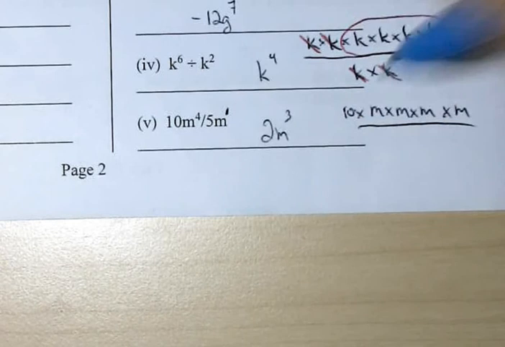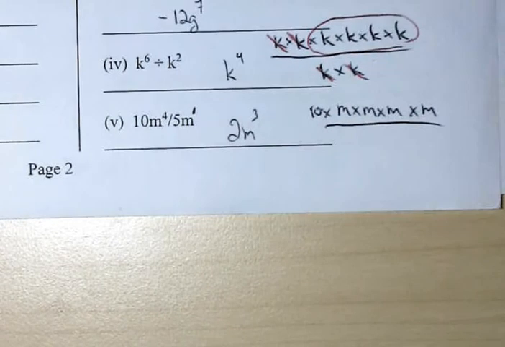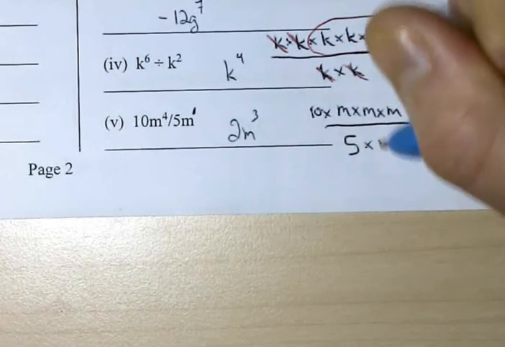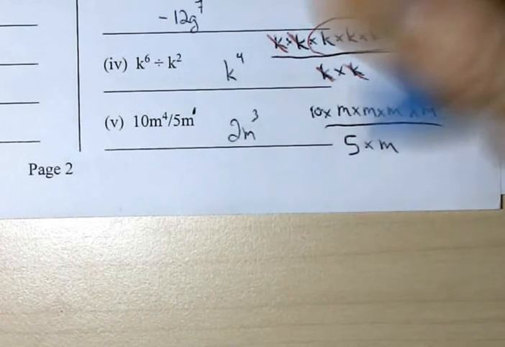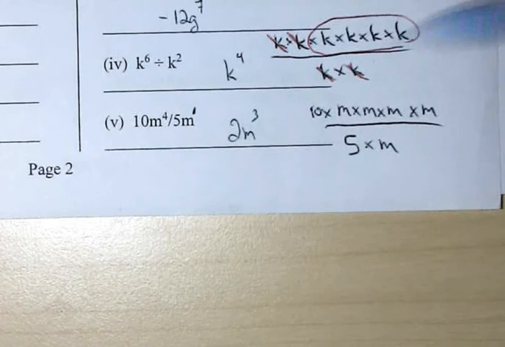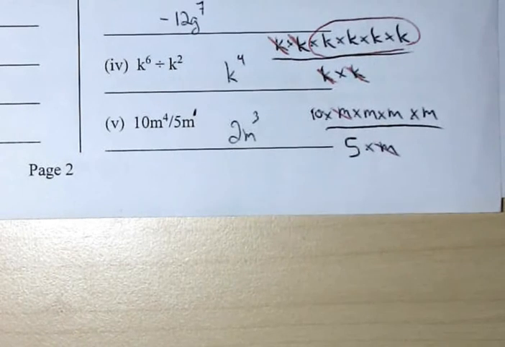This is 10m to the 4th divided by 5 times m. Now you should see clearly 10 divided by 5 gives the 2. That m cancels that m. I've got 3 left, so there's my m to the 3rd. Yes? Very nice. Okay, let's keep going on question 2.